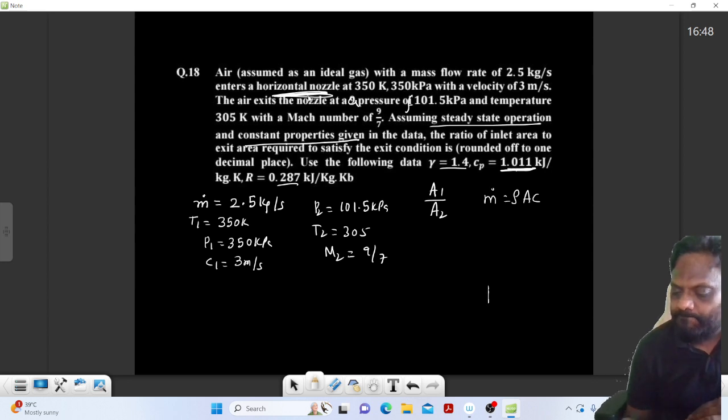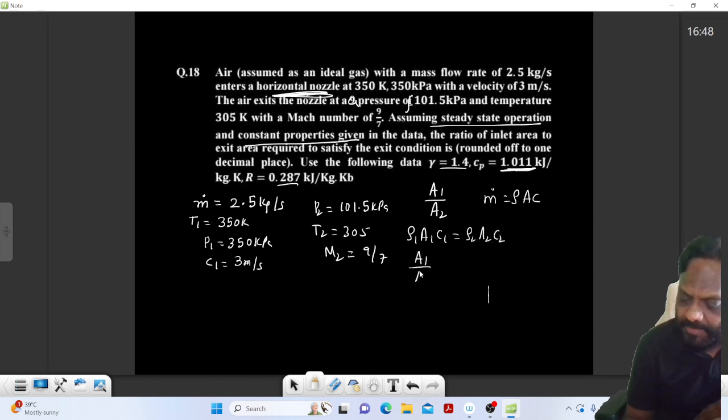Now, in steady flow the mass flow rate is the same. Rho 1 A1 C1 is equal to rho 2 A2 C2. He is asking A1 by A2. What will be A1 by A2? Rho 2 C2 by rho 1 C1.